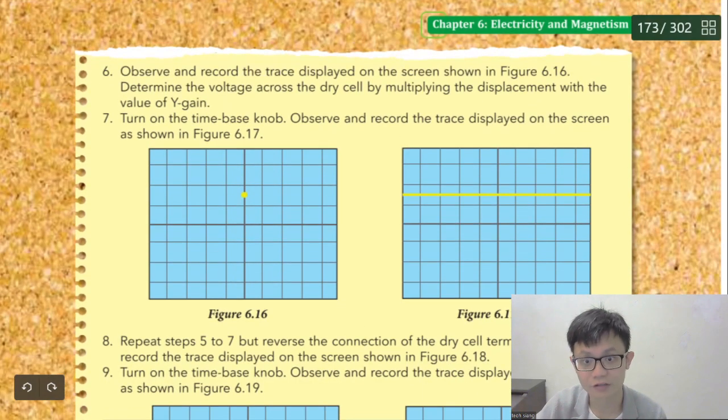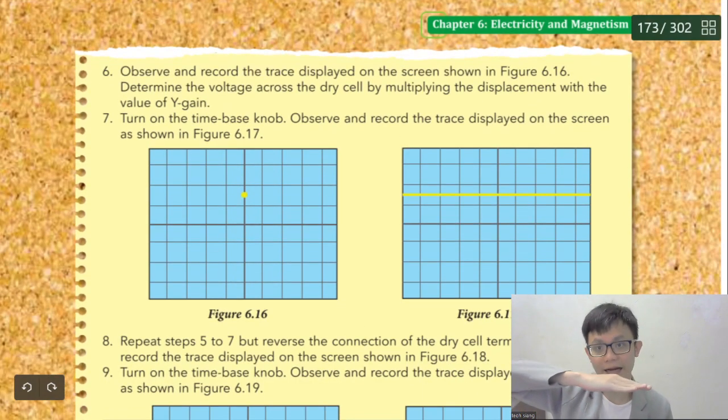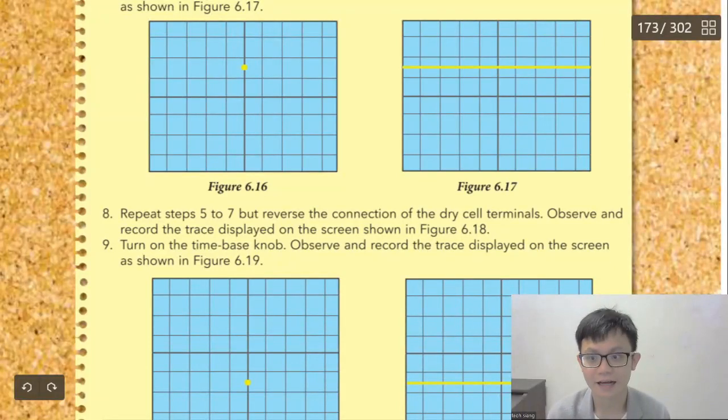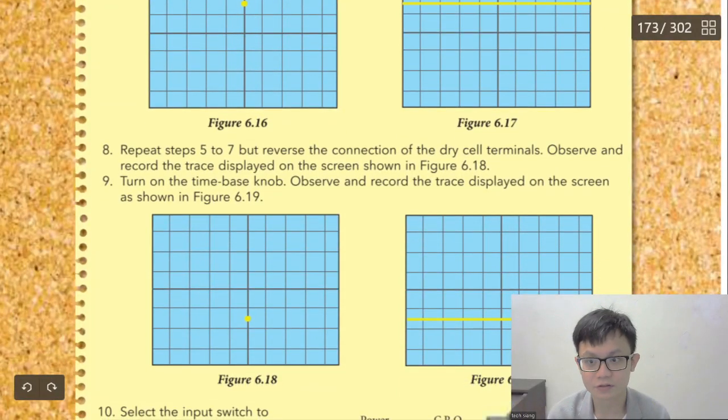So for example, you do 1 watt, so the line goes up 1 watt. Go up 1 watt. Use your imagination. Repeat the experiment. Observe the recorded trace on the knob in figure 6.18. Turn off the time-based knob, observe and record.